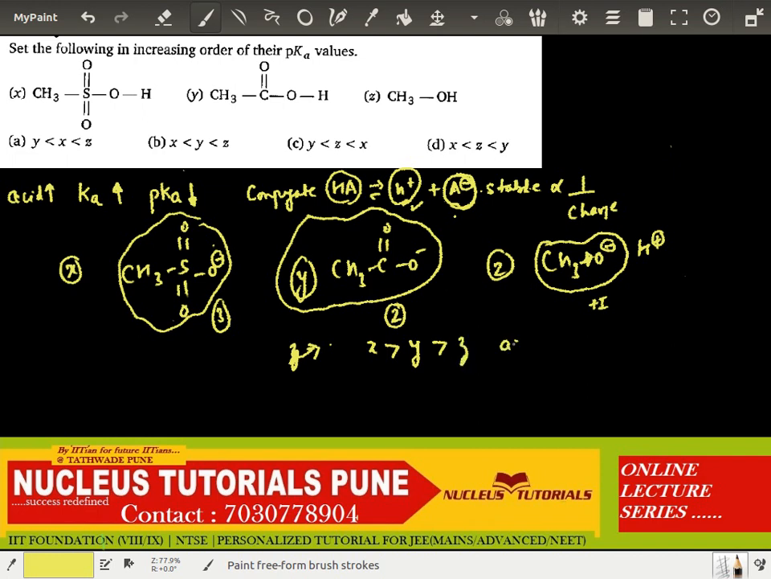This was the acidic nature comparison. But when we say pKa comparison, it is just the reverse, because what is pKa? pKa is nothing but minus log of Ka, which means it's a negative scale. So it is just the reverse of the observed trend over here. So for this case, the answer would be X should be less than Y should be less than Z, which means for this case the option is B.